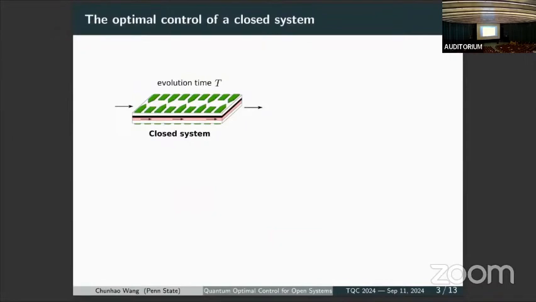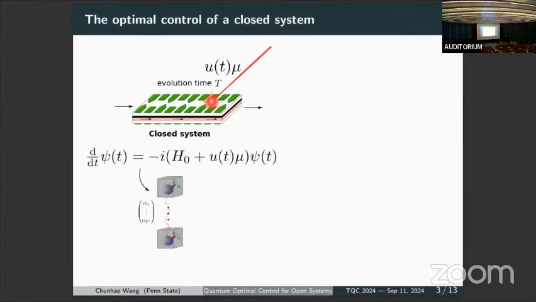This comes to the optimal control problem for closed systems. Again, this is a closed system, and by controlling, we want to have some access to an external control field to control the dynamics of the system. For example, you can shoot a laser beam on the system. Imagine that you have a dial for the laser beam, where you can adjust the power of the laser. This power is determined by this function u of t, this continuous function, and this mu is a Hermitian operator corresponding to the external control field. With this control field, the Schrodinger equation becomes time dependent. This H corresponds to the fixed Hamiltonian, and this u of t times mu is the control field.